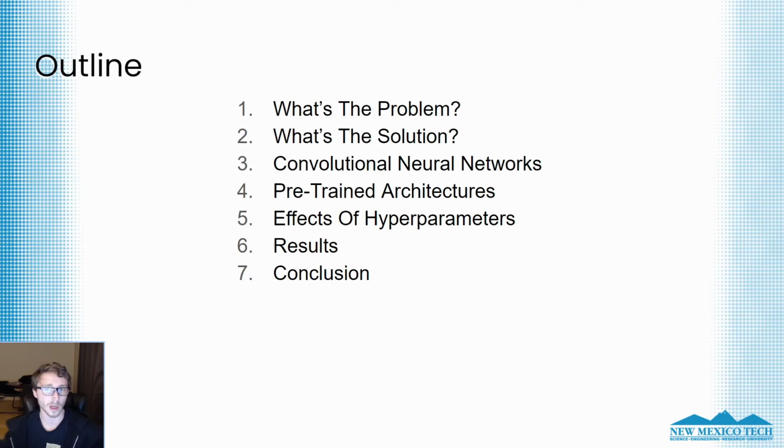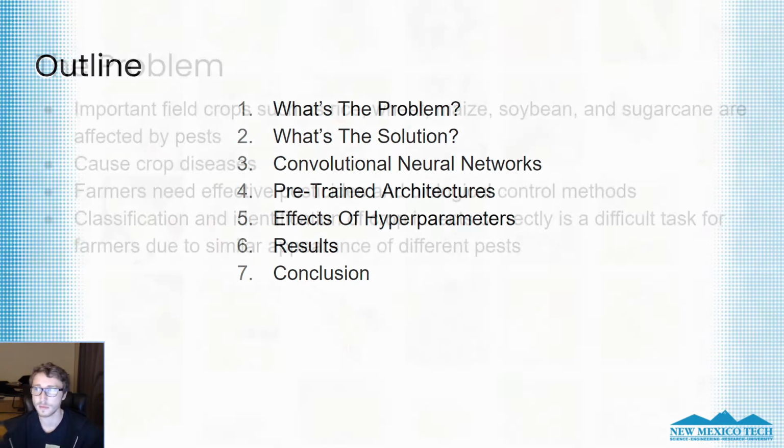First, I'm going to be talking about what is the problem that the authors are addressing, then what is their solution. I'll talk about convolutional neural networks, pre-trained architectures for transfer learning, how the authors experimented with the effects of hyperparameters, what their results were from this experimentation, and finally a conclusion.